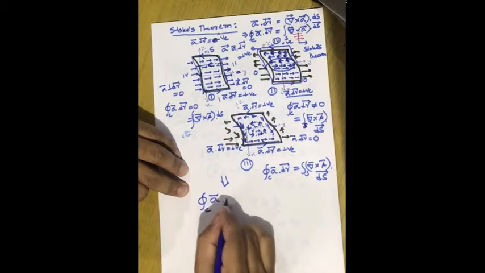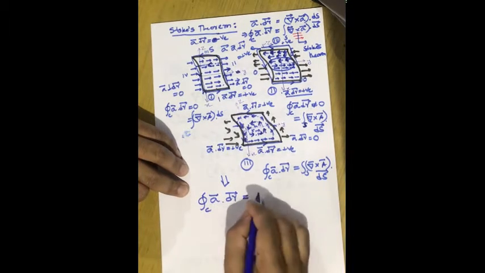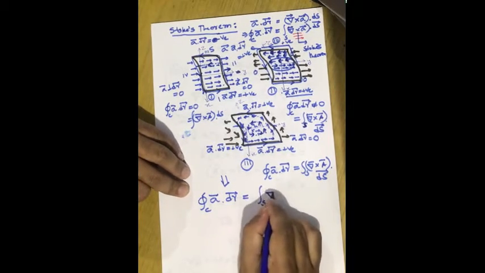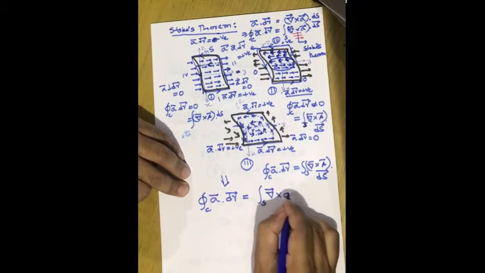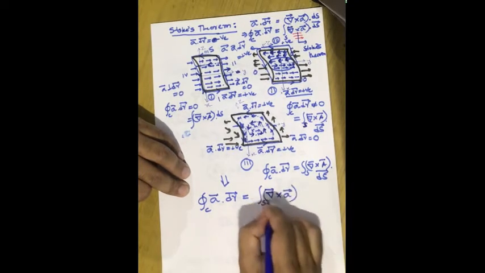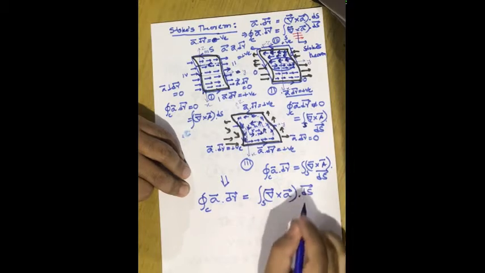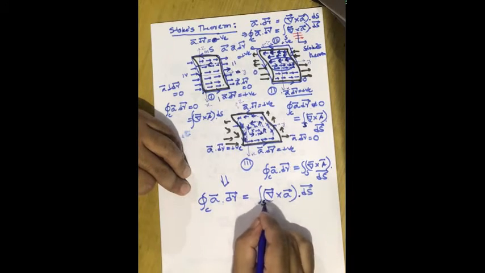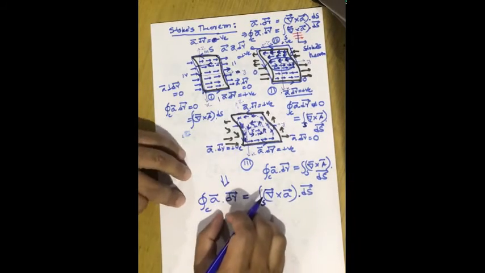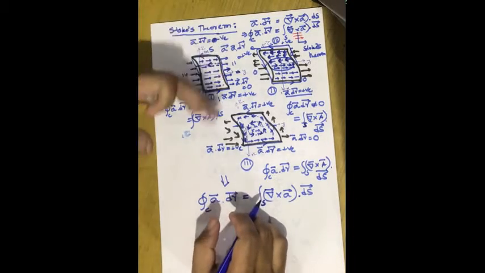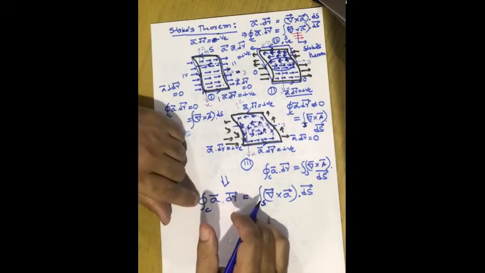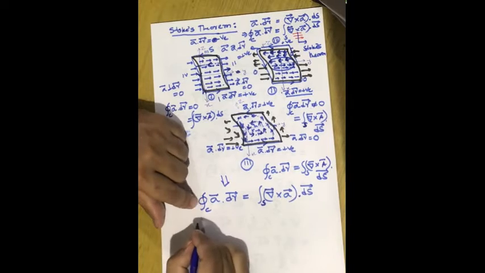Line integration, closed line integration of A dot dr, is equal to the surface integration of the curl of the vector field dot dS. Okay, and this surface S should be surrounded by the closed loop. Then only we can apply the Stokes theorem. So let me write it down.